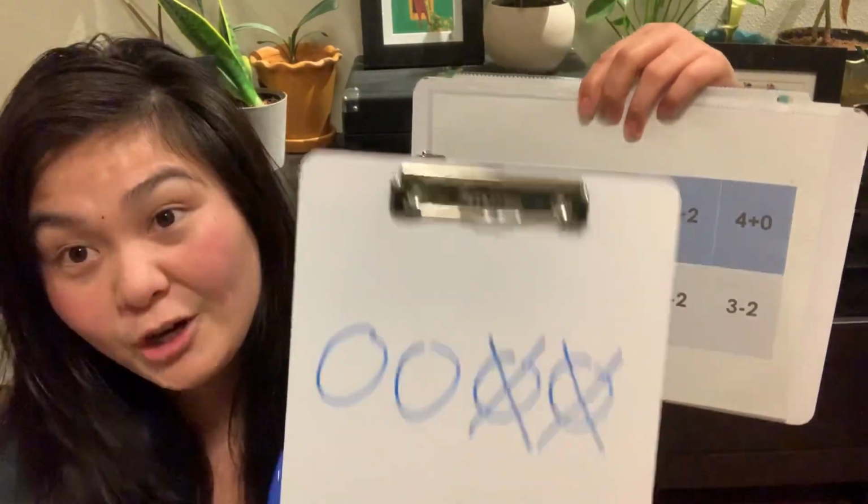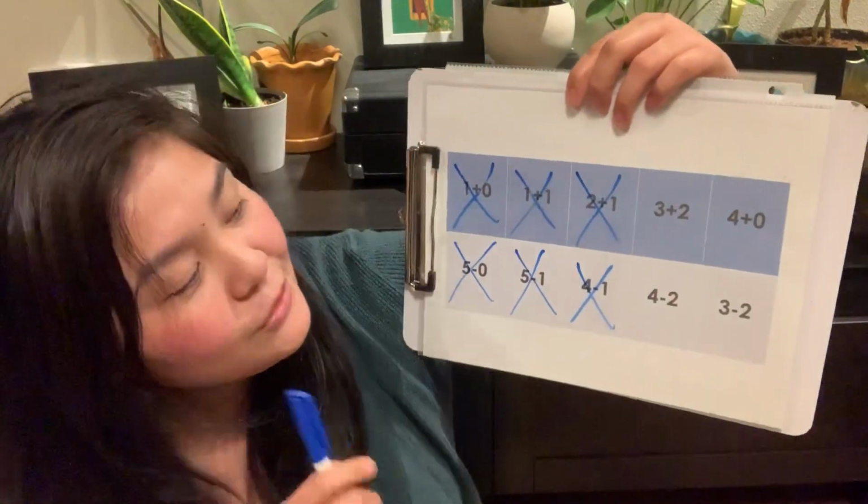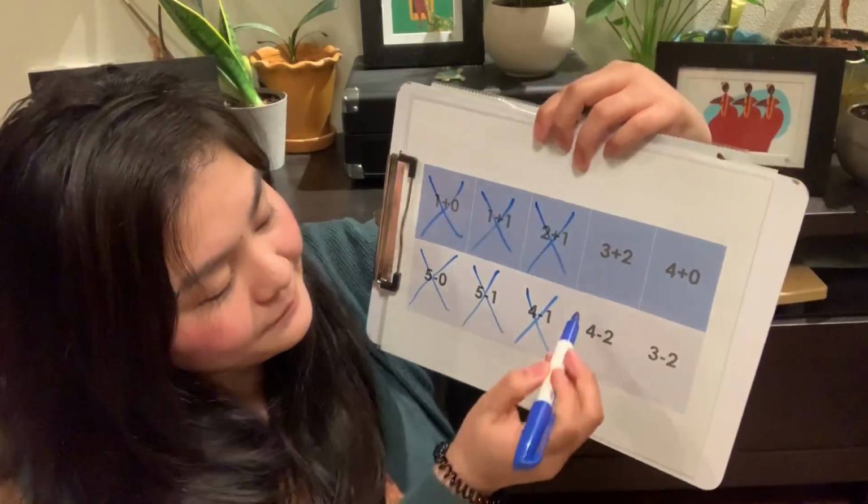Oh, but I know that we started with 4 tires. I drew 4 circles that represent the tires. So the number sentence that makes sense is 4 take away 2 or 4 minus 2. And we're going to move that flashcard to the finish pile.